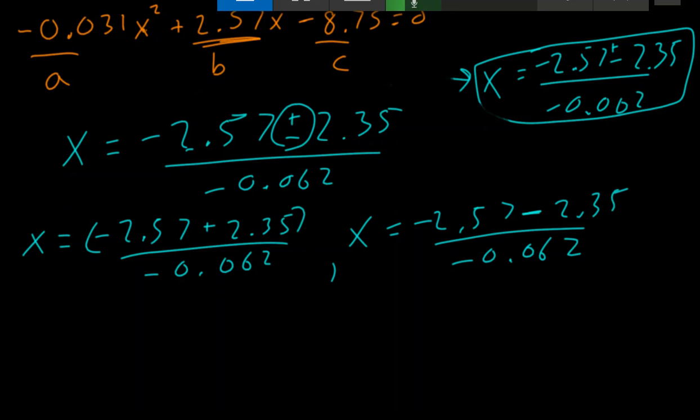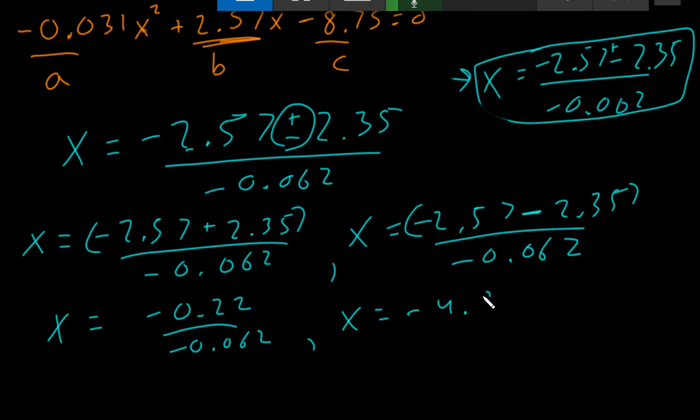Well, you just want to combine what's on top first. In fact, I'll do both of these steps simultaneously. So let's see. Negative 2.57 plus 2.35 will of course give us negative 0.22 all over negative 0.062, comma, and over here we have x equals negative 2.57 minus 2.35, which will give us negative 4.92 all over negative 0.062. Now we simply have to divide both of these to find our x solution. So let's see.